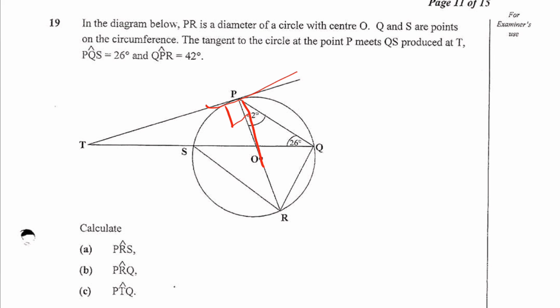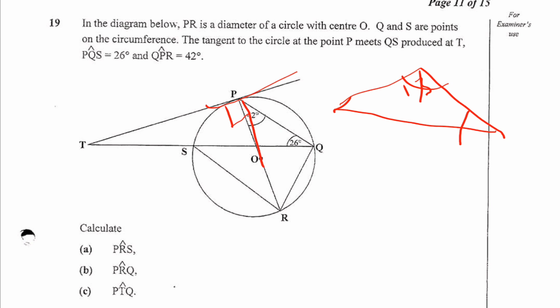Now you have a triangle, which is like this, and you already have 26 here, and here we have 90 plus 42. In other words, we have 132 here. So we can also use angles in a triangle. Are we together? Simple issue.